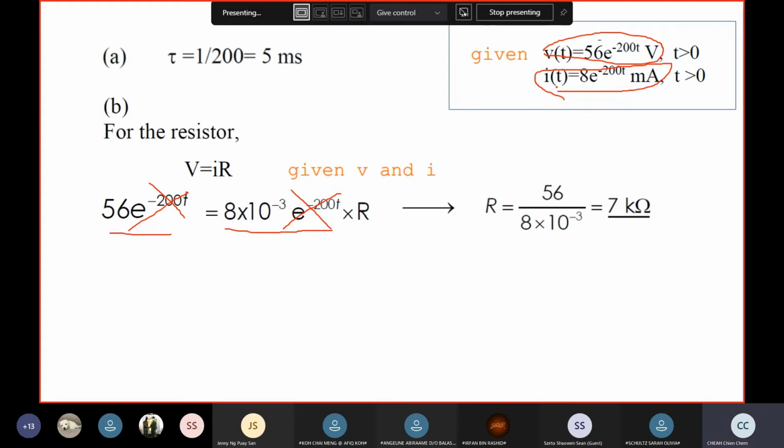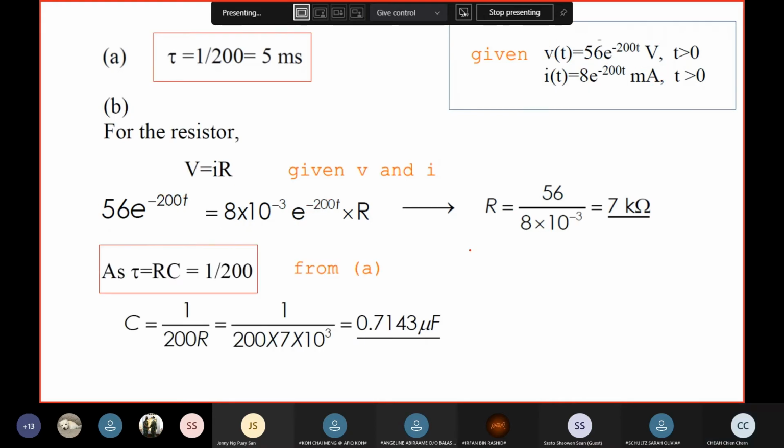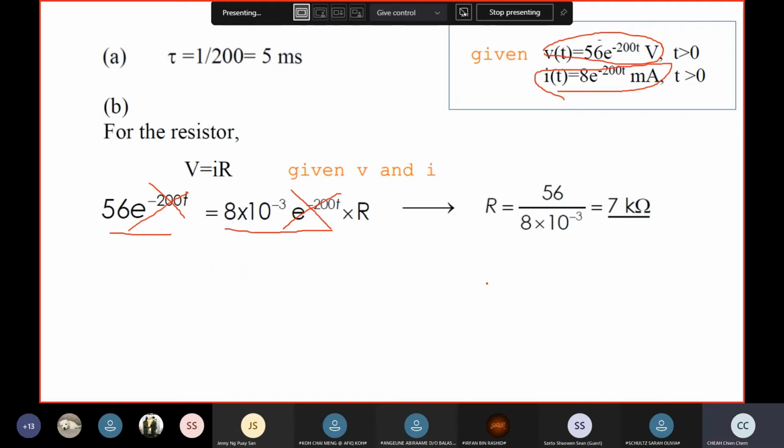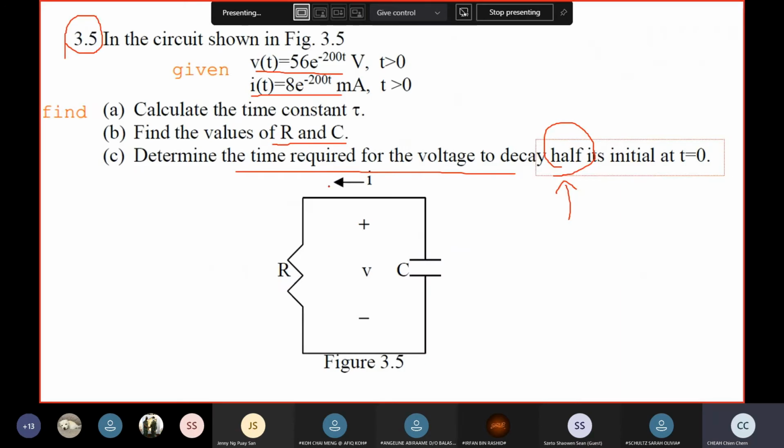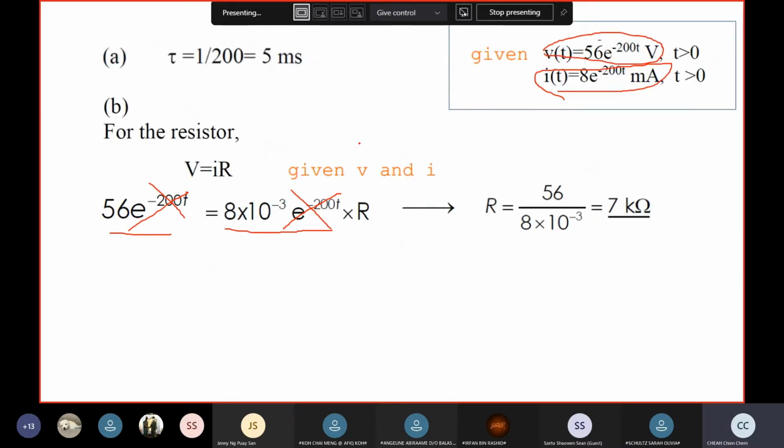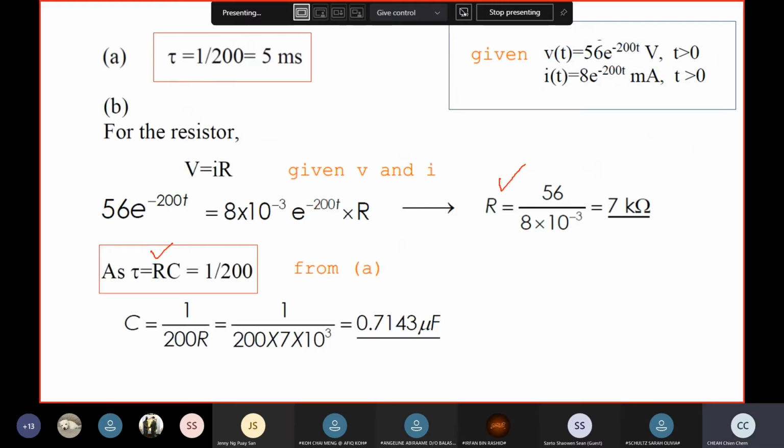Now, you have obtained RL, correct? Let's go back to these circuits. We have now obtained the time constant. We have now obtained RL. We want to find C. Time constant is RC. So once you know the R, once you know the time constant, obviously you can calculate C. C is equal to tau divided by R. Tau is 1 over 200, or you use 5 milliseconds, 5 times 10 to the power of -3, divided by R. You can get the same answer, which is 0.7143 times 10 to the power of -6.